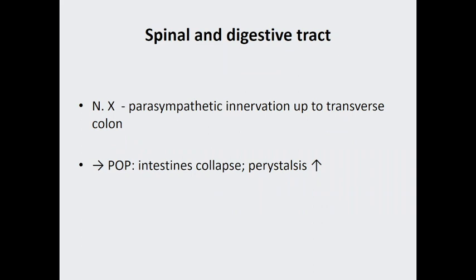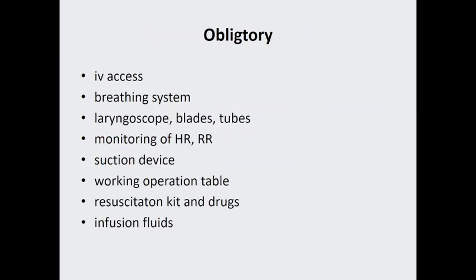High total spinal. The spinal block increases the peristalsis. Intestines collapse, but peristalsis is increased. It's a result of impulsation of the vagal nerve.